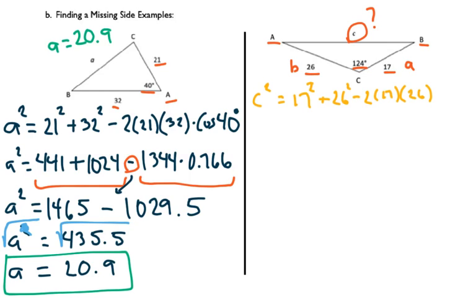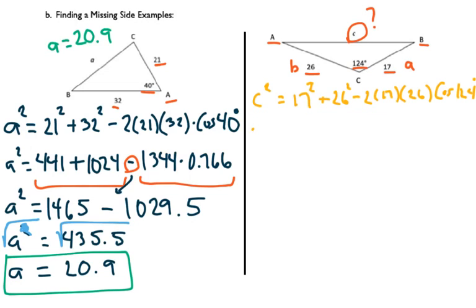And that's going to be times the cosine of the angle 124 degrees. Sorry, I ran out of room a little bit there. We are just plugging it in and solving for c now. Everything over here is known. c is unknown, so we're trying to solve for that.